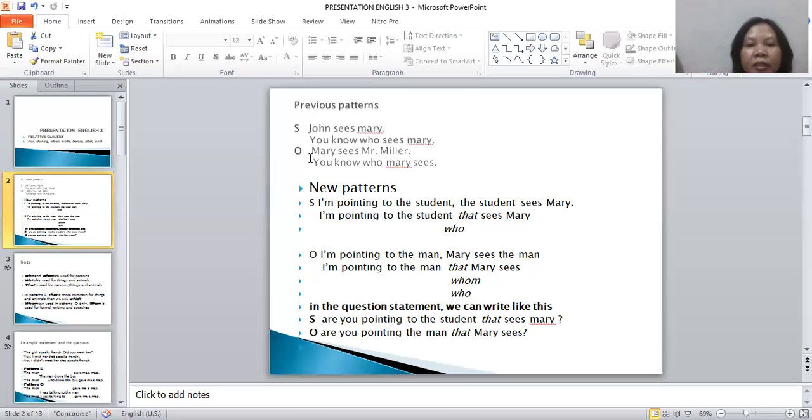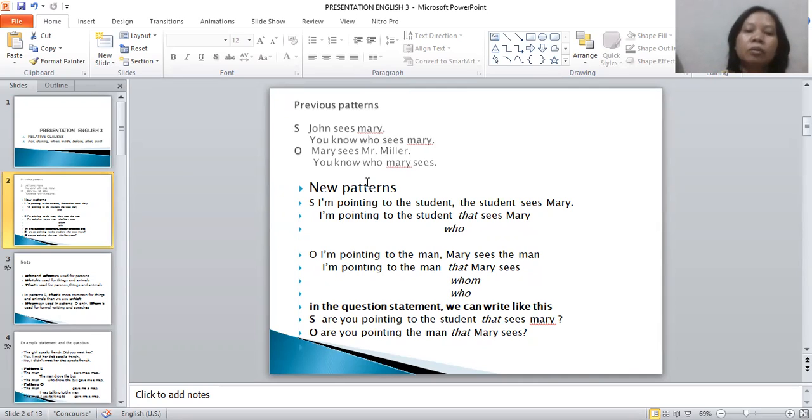Or when we explain the object Mr. Miller, like this example, Mary sees Mr. Miller. The relative clause becomes you know who Mary sees.